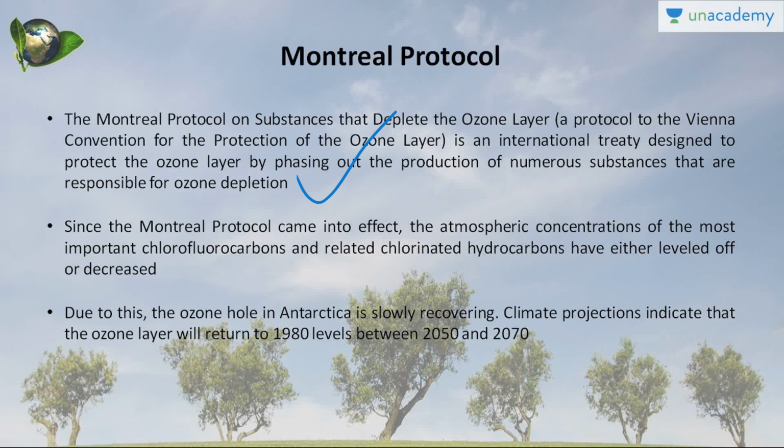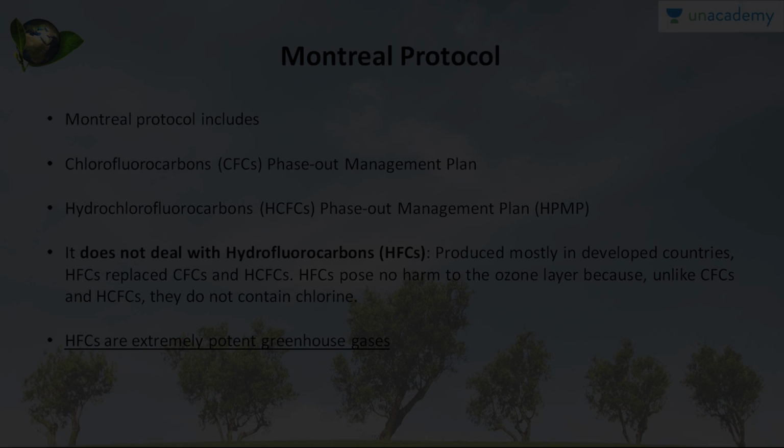Since the Montreal Protocol came into effect, the atmospheric concentration of the most important CFCs and related chlorinated hydrocarbons have either leveled off or decreased. So it means that it is working. Why is it working? Because it is showing in the results that CFCs and related chlorinated hydrocarbons are being reduced. And due to this, the ozone hole above Antarctica is slowly recovering, and climate projections indicate that when 1980 levels are considered perfect for ozone, between 2050 and 2070 it will be the same.